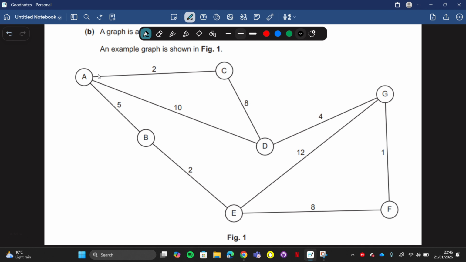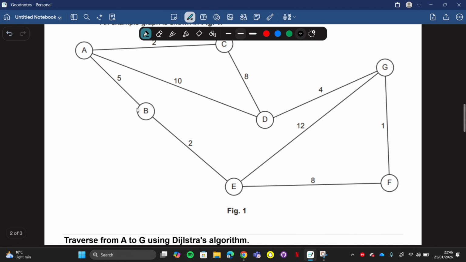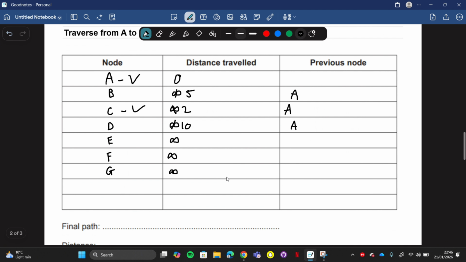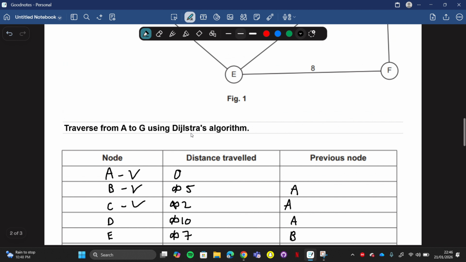B has 2 neighbors, goes back to A. We do not want to go back to A. But it also connects to E, which does not have a weight. So it should now be set to 7. Previous node being B, right? Because that's the one we're looking at. So now B is fully visited because we looked at all its neighbors. What node has the lowest weight, which isn't visited? E. Let's look at E.